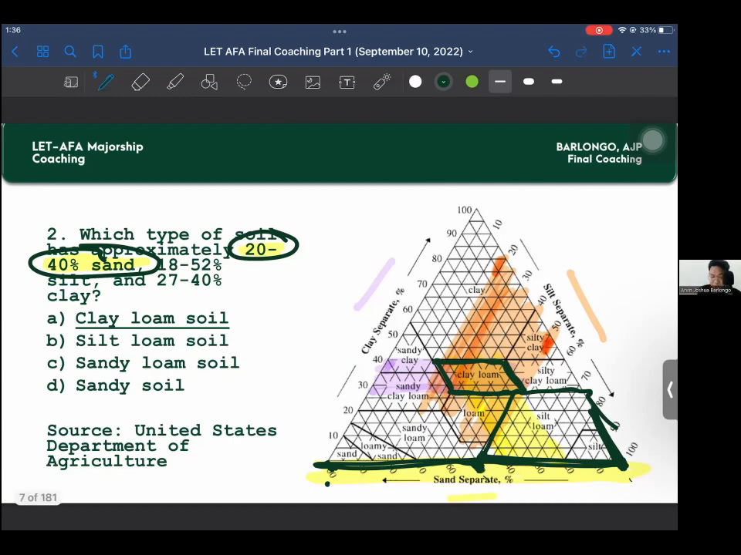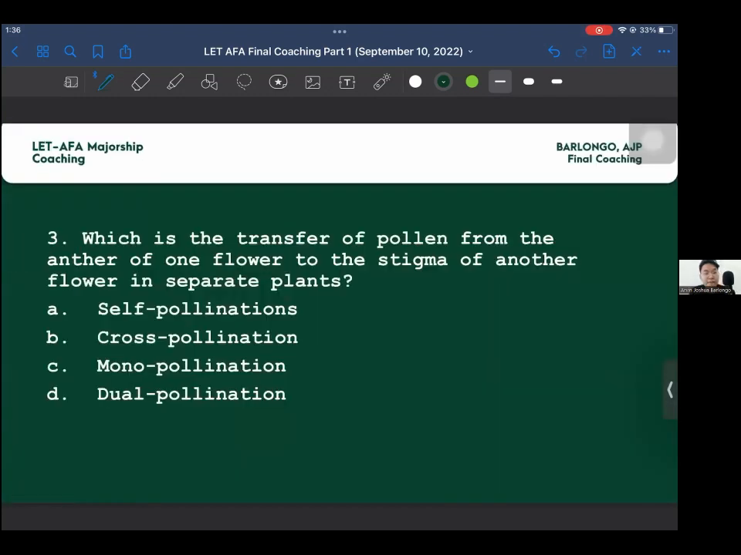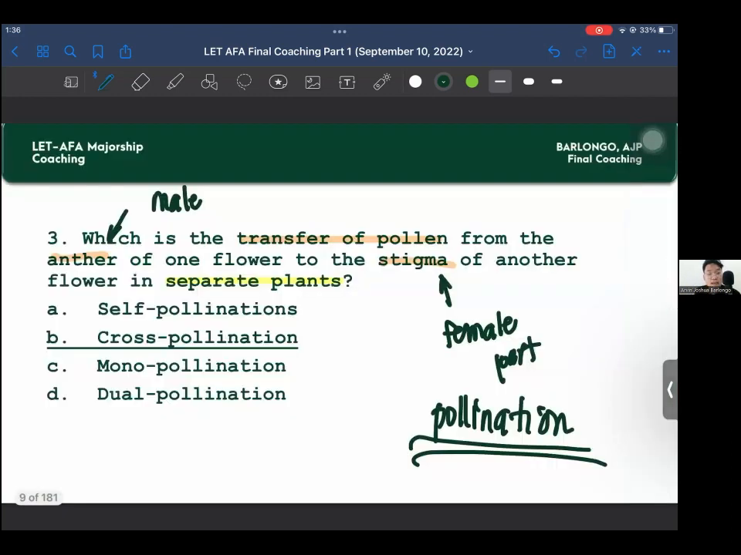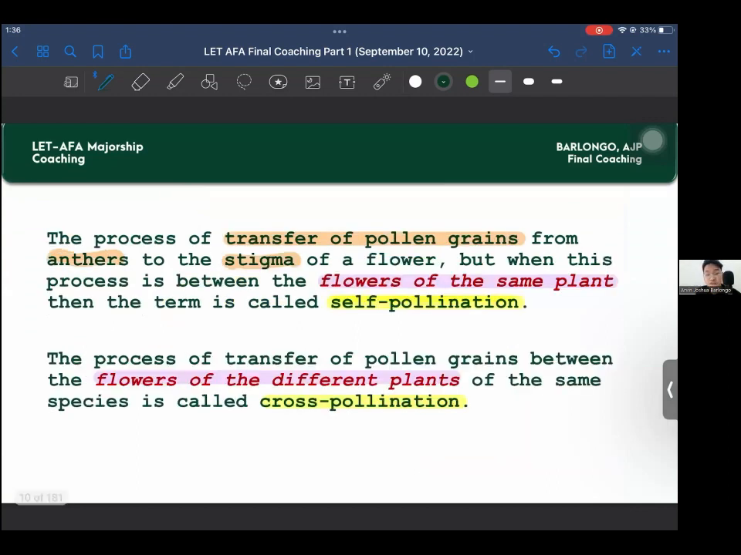Alright? And of course, we have also tackled crop science. In item number 3, we have the difference between self-pollination and cross-pollination. Kapag sinabi nating self-pollination, it is the transfer of pollen grains from the anthers or yung male reproductive organs in flowers to the stigma, which is the female reproductive organs in flowers. Kapag self-pollination, sa same na plant, isang flower, isang plant. Kapag cross-pollination, dalawang flowers, different na plant.